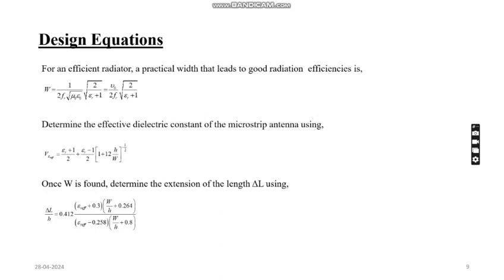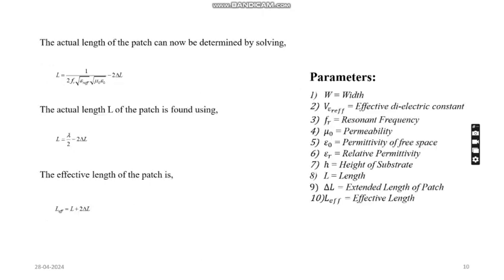The first equation is for the effective radiation for the patch, which leads to good radiation. The second formula is used for the microstrip antenna, with the dielectric constant. Once W is found, the effective length is estimated. These are the antenna parameters: W is the width, c is the speed of light, fr is the resonance frequency, and mu is the permeability. And this is the effective length of the patch. h is the height of the substrate and L is the length.